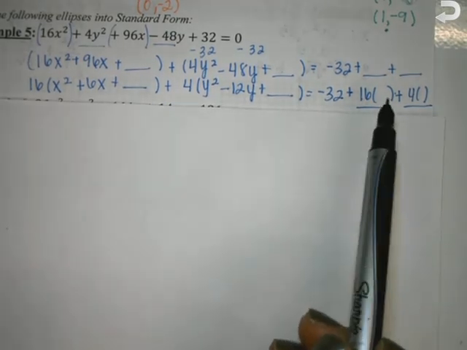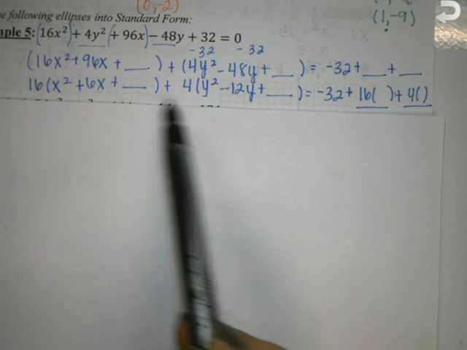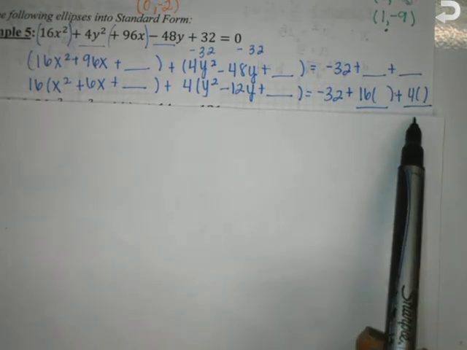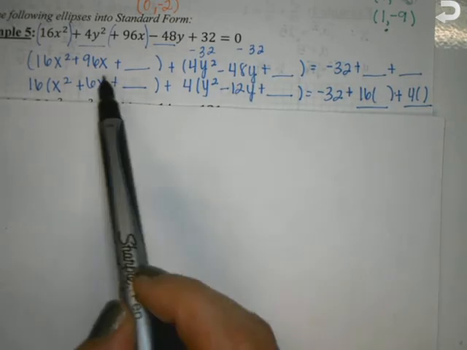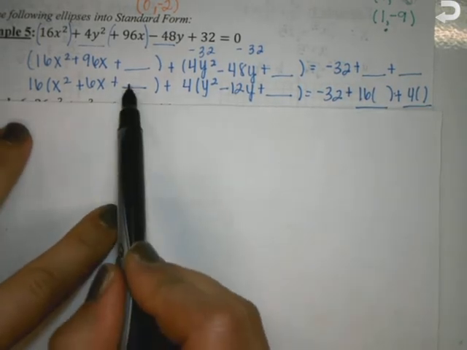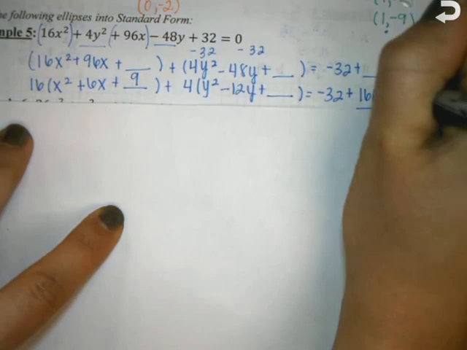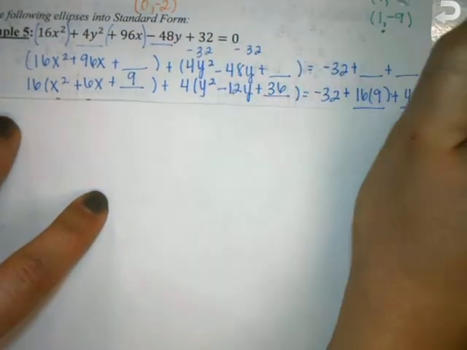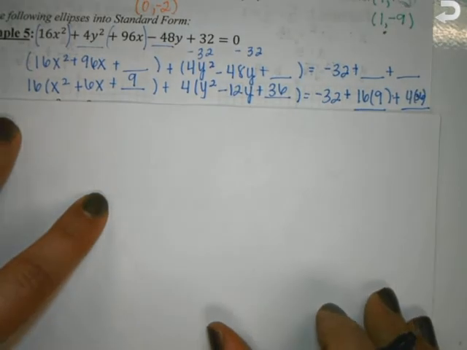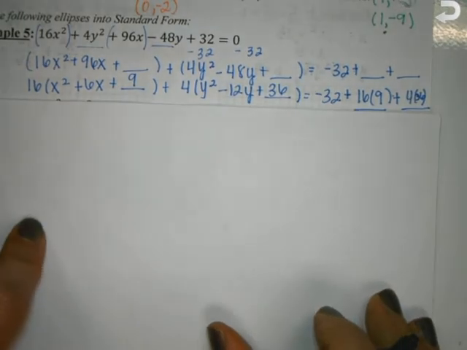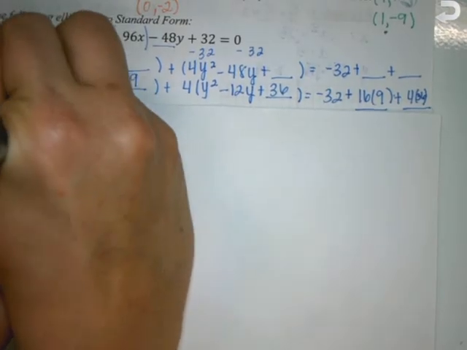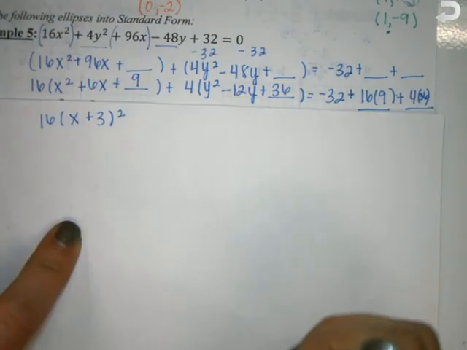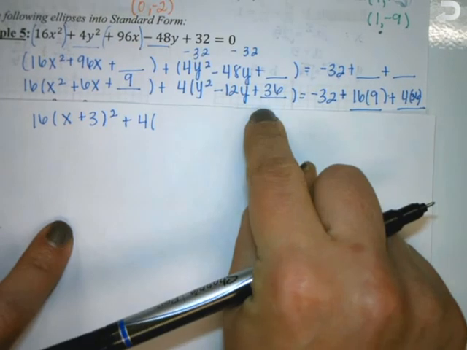Okay, so let's do that really quickly. What goes in the blank right here? 9. So this is a 9. What goes in the blank right here? 36. So this is 36. Okay, so this is going to be 16 times, this factors to (x plus 3) squared, plus 4 times, this factors to (y minus 6) squared is equal to, okay, this is negative 32 plus 144 plus 144, which gives me 256.